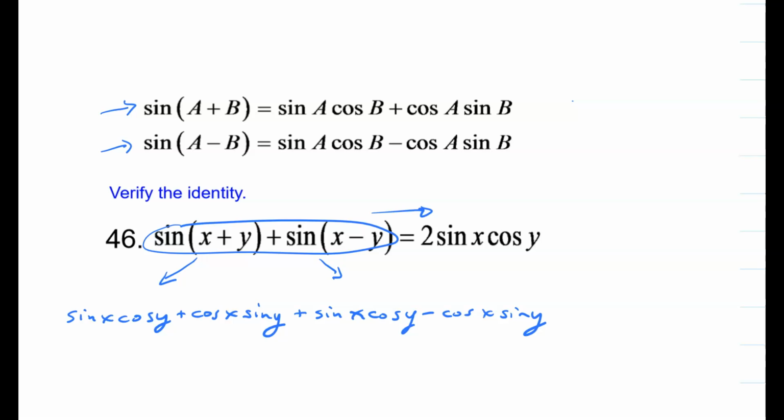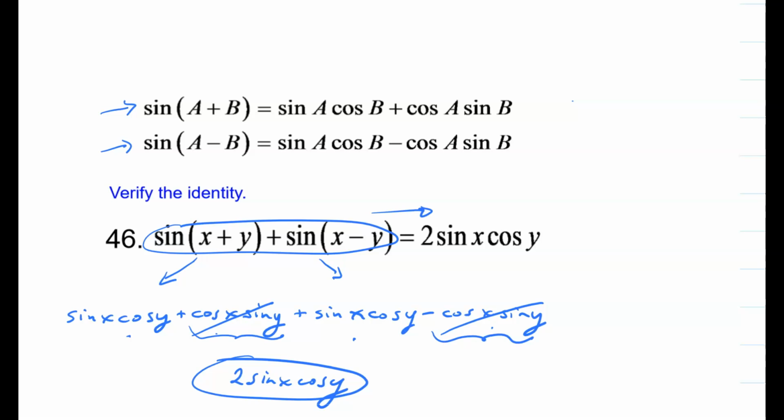So let's look at what we have here. Cosine of x sine of y occurs twice, and one of them is positive and one is negative. There's a difference. We can cancel those out. They eliminate each other. We're left with a sine of x cosine of y and a sine of x cosine of y. So we wind up with 2 sine of x cosine of y, which we recognize is exactly what the right side of that equation was. So we have verified that identity.